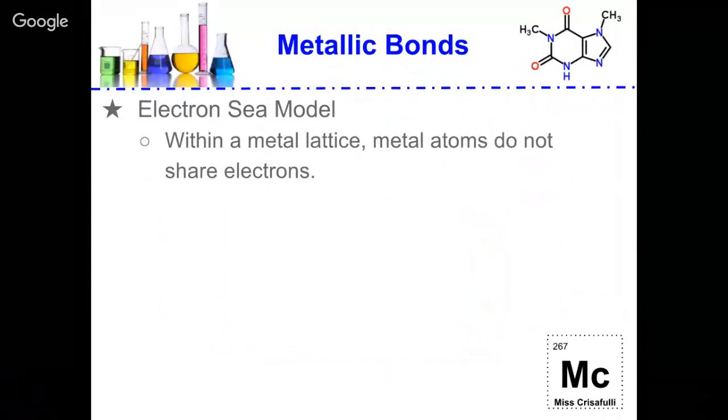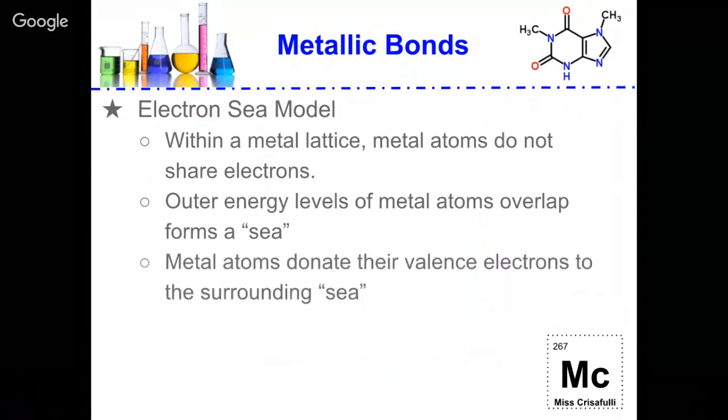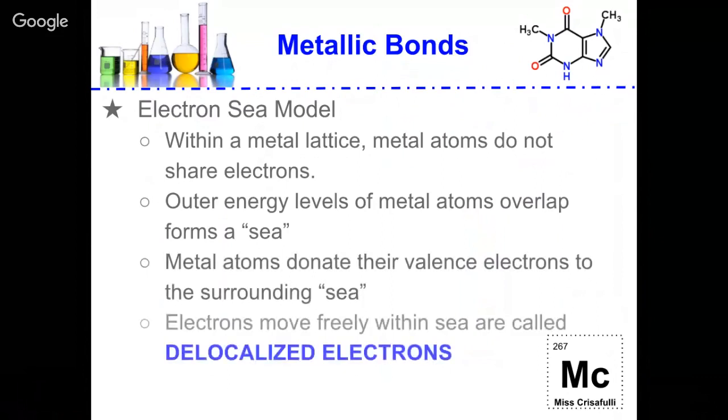Within a metal lattice, metal atoms do not share electrons, and metal atoms do not donate electrons from one element to the next. The outermost energy levels of metal atoms overlap and form a sea. Metal atoms donate their valence electrons to the surrounding sea, and the electrons that move freely within this sea are called delocalized electrons.